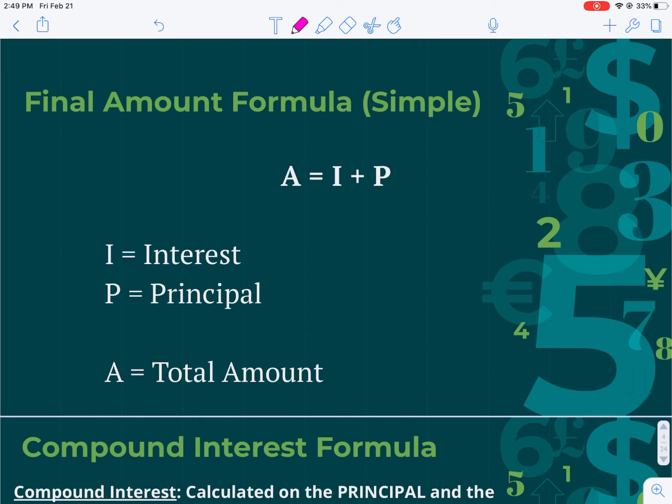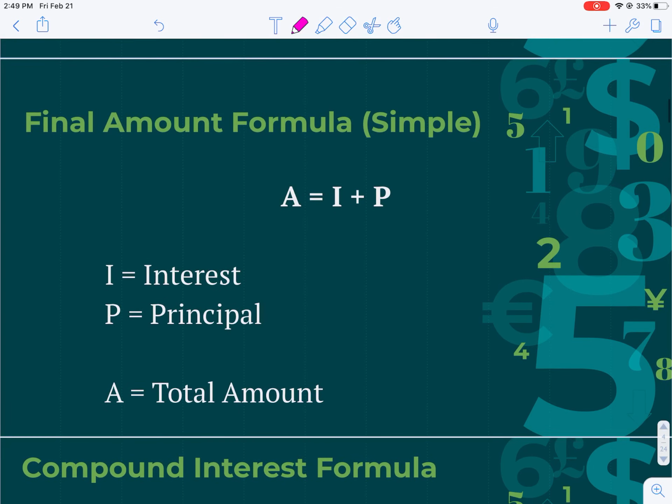The final amount, the total amount for simple, is going to be I plus the P to get the total amount.